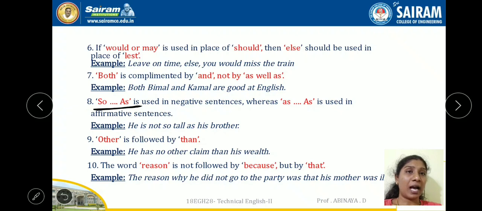Okay. So next one, other. Other is followed by than, like no sooner. No sooner was followed by than, right? So here other is also followed by than. He has no other claim than his wealth.